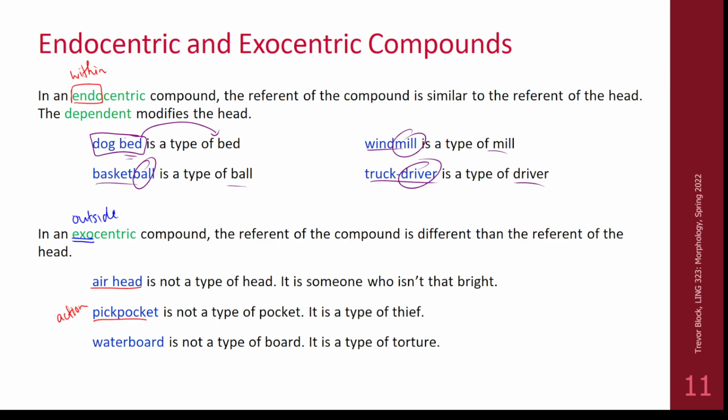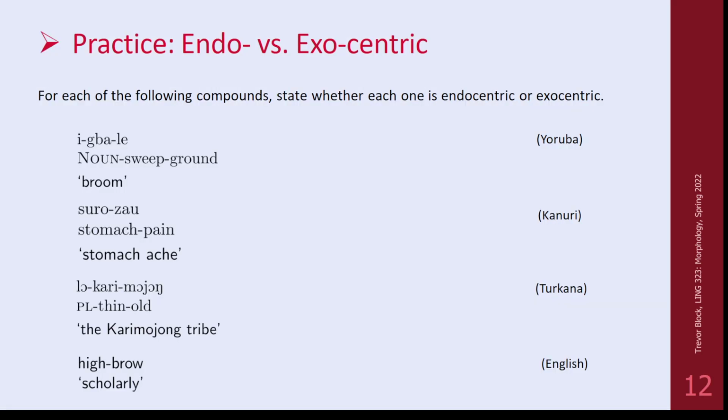So the example of newborn with the French example was an exocentric compound, while the rest were endocentric. So let's take a look at these ones. First, we have sweep and ground giving us broom. So this is talking about the action. It's a ground sweeper, it's turned into a noun, and then we get a broom. So this is exocentric.